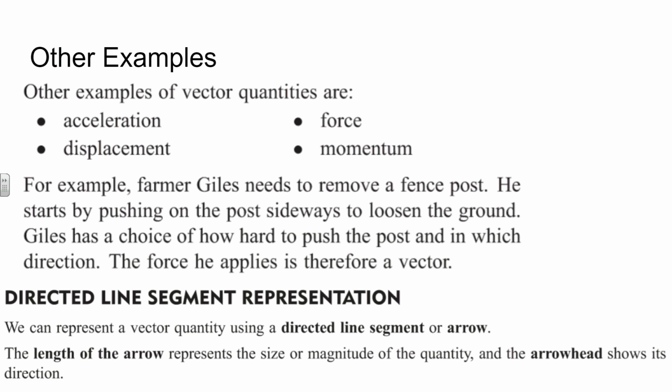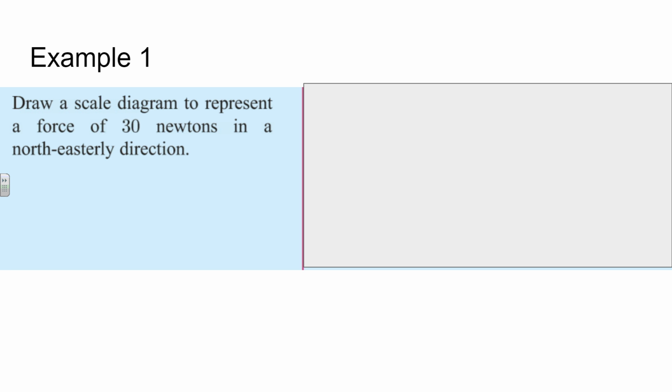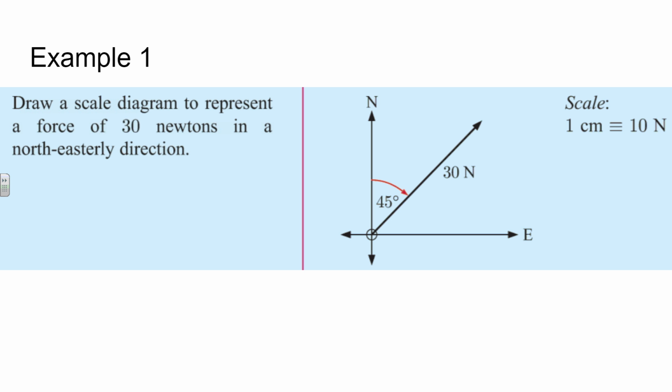It says the length of the arrow represents the size or magnitude of the quantity, and the arrowhead shows its direction. So if we were looking at example 1 here, it says draw a scale diagram to represent a force of 30 newtons in a northeasterly direction. As you'll see here, we have a coordinate plane essentially, with north being up and east being to the right. And if we're going in the northeast, then that means we are traveling exactly 45 degrees east of north, or north of east would be the same thing here. And you'll notice that it is an arrow.